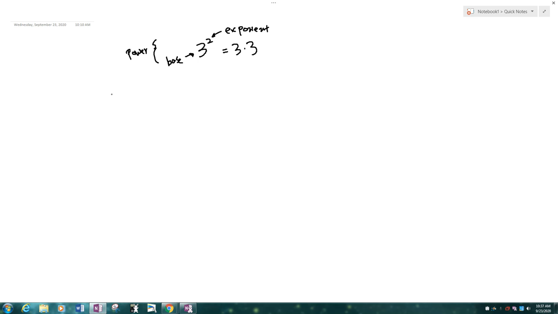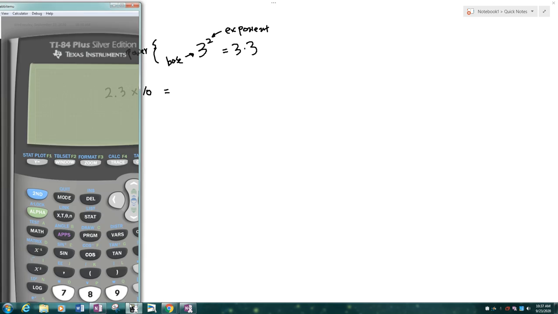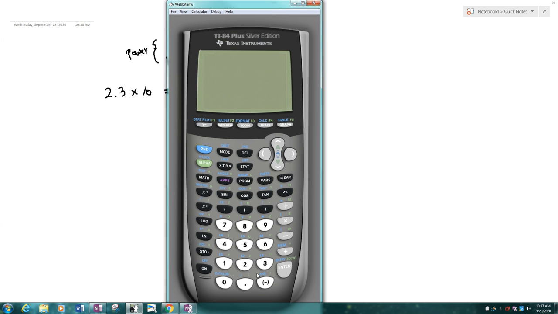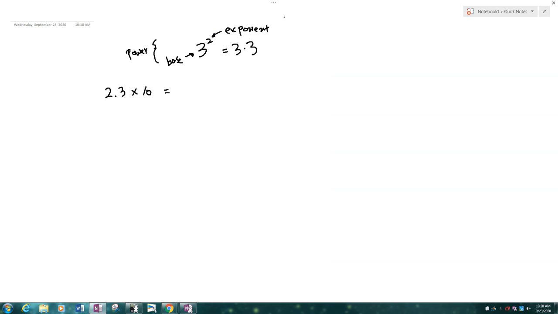So 2.2 is something like scientific notation. So if you have 2.3 times 10, what is that equal to? I'm going to use my calculator. 2.3 times 10, that is 23. All right, so I'm going to write that. Hey, that was a 23.